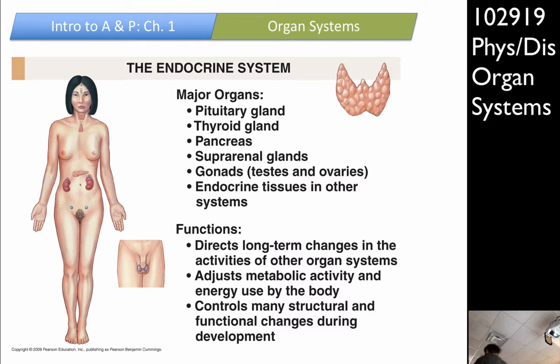Yeah. So the job of the endocrine system is chemical. Instead of electrical signaling through nerves, it's chemical. And it's a slower response. It's typically longer term changes, developmental changes, chemical changes. So it can adjust your metabolic activity and how easily or slowly you utilize energy. And it directs development. It's really the chemical control system.